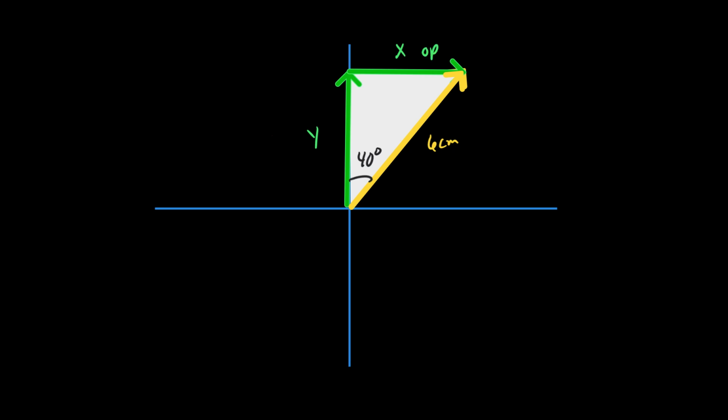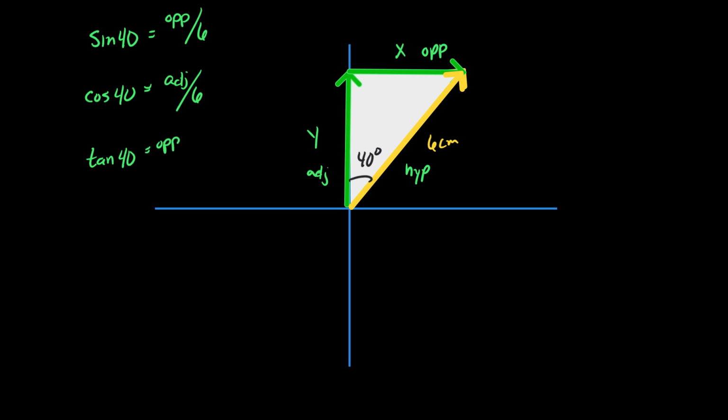So I have opposite, adjacent, hypotenuse. I'll write out my functions, which will start with sine 40, which equals opposite over hypotenuse, which is 6. Cosine 40, which will be adjacent over hypotenuse, which is 6. And tangent 40, which is opposite over adjacent. This is the branch where I have the angle. So since I have the angle, I can compute the sine, cosine, and tangent of 40. So the sine of 40 is 0.64278.